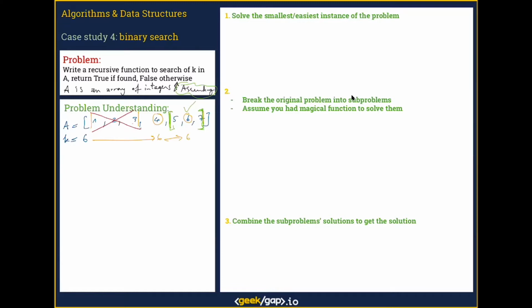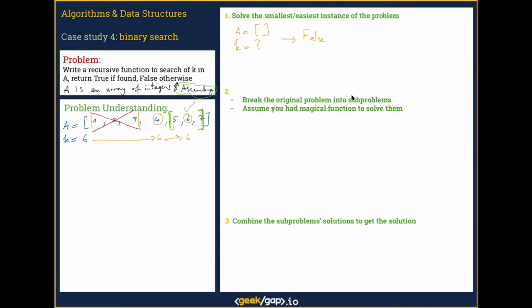So now that we have understood the problem, what is the smallest instance of this problem that we can get? Well, I think it's something like this. We can have a problem of size nothing, an empty list. So if A equals this and K equals whatever, there's nothing to solve, or we can just return false, because there's nothing in our list, so there's nothing to look for. So this is the smallest problem that we have.